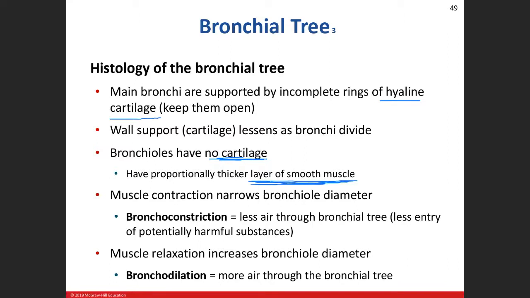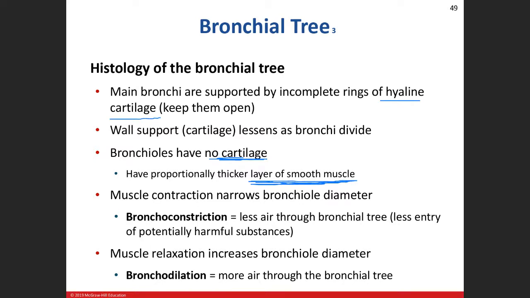Smooth muscle is important. We saw how important it was for the circulatory system, because if we wanted to manipulate the opening of the blood vessels, all we had to do was constrict or relax the smooth muscle, and that would change the diameter of the blood vessels. The same type of concept works for our bronchioles. If we want to constrict or decrease the diameter of the lumen, we undergo what's called bronchoconstriction, and we see a narrowing of the lumen in the bronchioles, so less air.